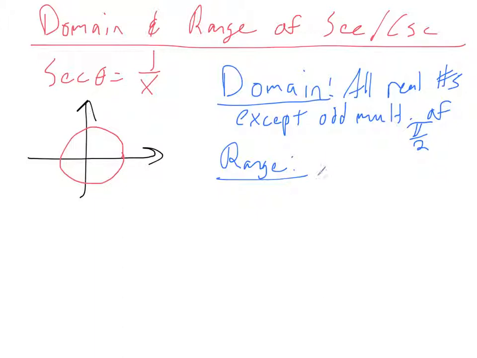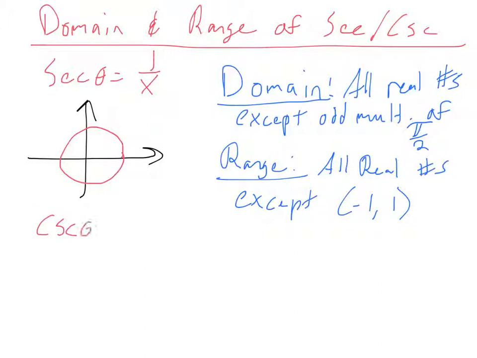So all real numbers except all the numbers between negative 1 and 1. Right? And the same general idea for cosecant theta.